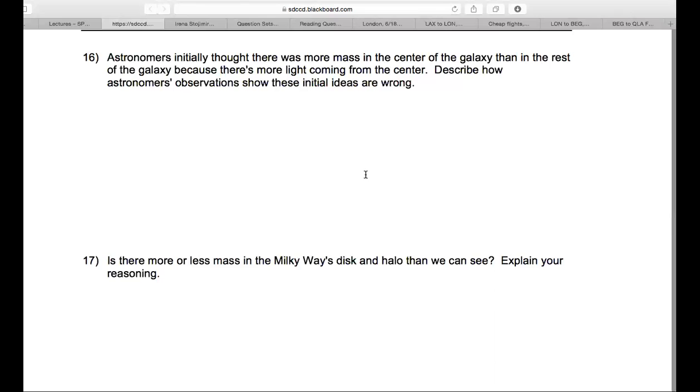Okay, good. So how about question 17? The answer to me is yes. Yes. There is, by the influence of its gravity. Okay, good. So yes, there is way more mass than what we can see.